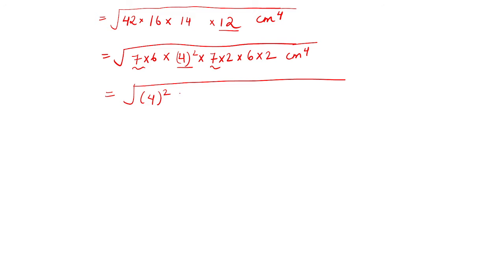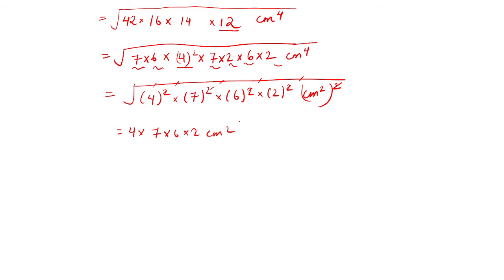7 and 7, you can pair them up, so you'll be getting this as 7 square. 6 and 6, you'll be getting this as 6 square. And 2 into 2, you'll be getting this as 2 square. Clear? You can write this as centimeter square, the whole thing square. So you can start cancelling them, okay? So finally, you'll be left with 4 into 7 into 6 into 2 centimeter square.